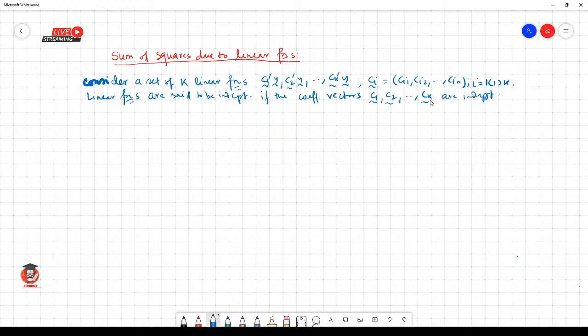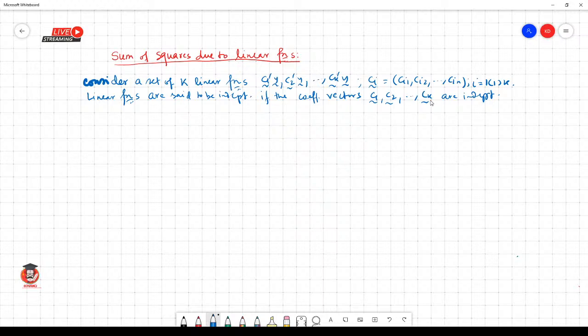See, consider a set of linear functions c1'y, c2'y, ..., ck'y. Linear function means a linear function of observations. So these k linear functions are independent provided c1, c2, ..., ck are independent, where the ci's are the coefficient vectors of the linear functions. Okay, this is the definition.